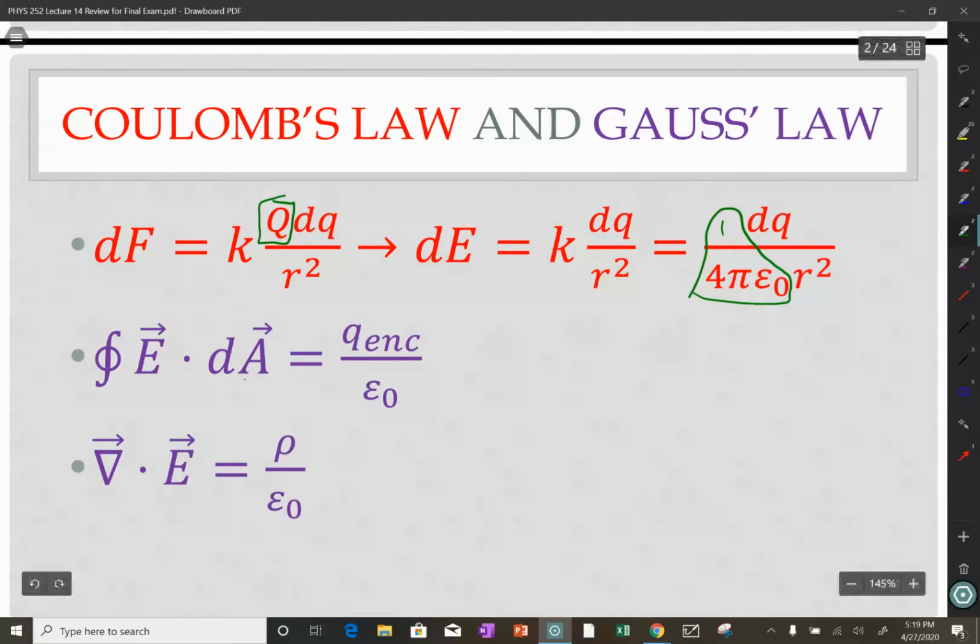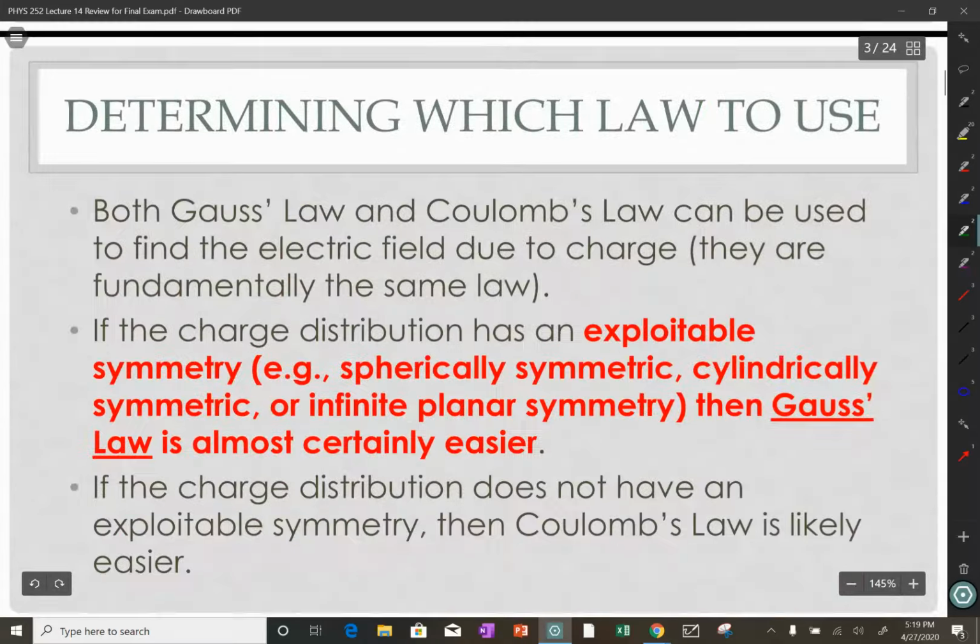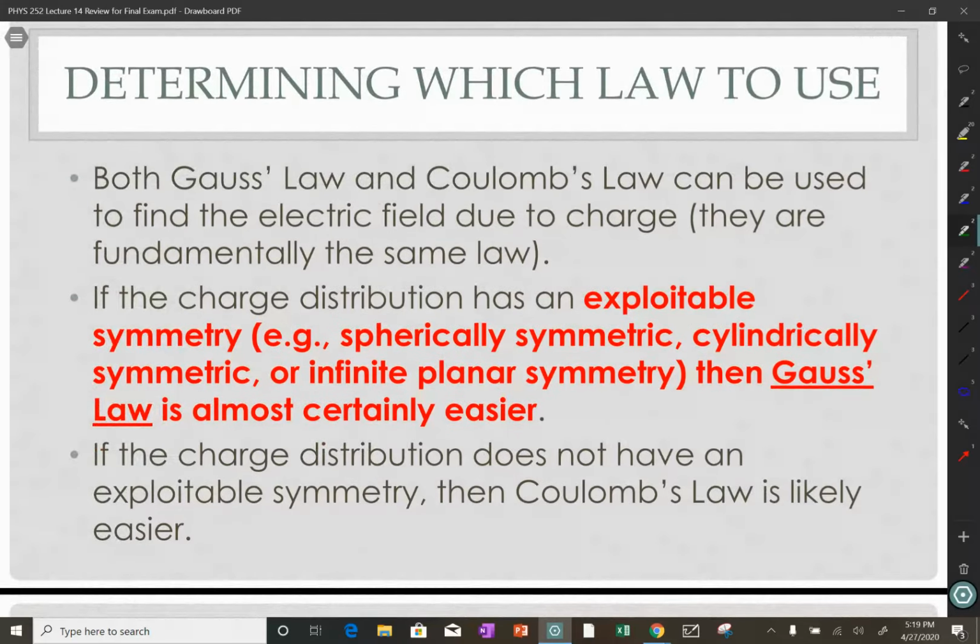Now, you need to be able to use them as you did in that first homework assignment. And if you're going to use them, you have to first know which one to use. They're both fundamentally the same law, just different expressions of the same law. And so how you choose is based on exploitable symmetry. If you have an exploitable symmetry, i.e. spherical symmetry or cylindrical symmetry, or an infinite planar symmetry, then use Gauss's law, because it's almost for sure going to be easier. If you don't, then use Coulomb's law.